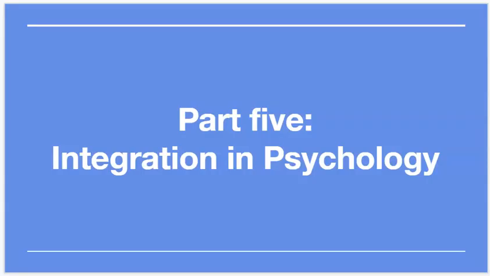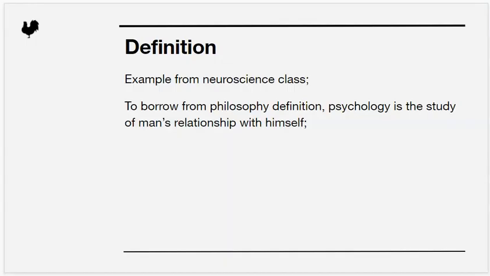All right, now part 5. Let's look at integration in psychology. The first thing Peikoff says we need for an integrative view of psychology is a definition. We need a definition of psychology. And to borrow from philosophy's definition, the relationship between man and reality, psychology is the study of man's relationship with himself. I have an example from a neuroscience class I took. That's the first thing the professor asked us on the first day, to say what a definition of psychology was.